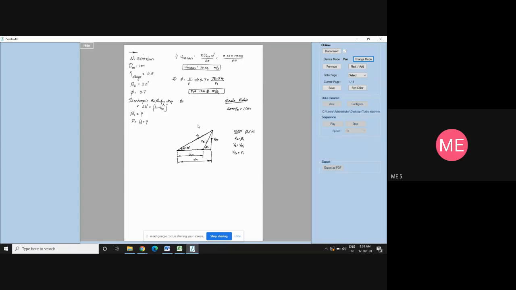Beta 2 is how much? Beta 2 is 20 degrees. We'll take a 20 degree line, and on this line we want the length equal to VR2. But what is VR2? VR2 is equal to V1. Whatever length we got for V1, you draw that so that we get VR2. Once you get this, connect and complete this.